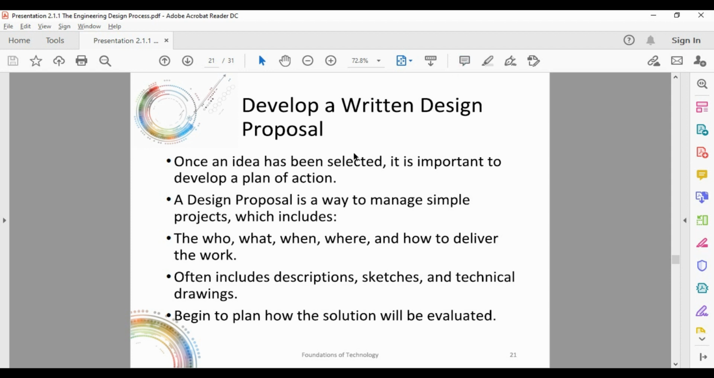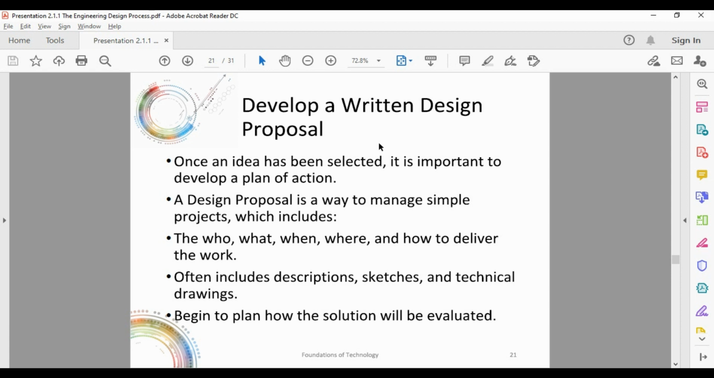Develop a written design proposal. What it's going to look like for all of you is that once I give the problem and you make your decision, you write a design proposal and then you send it to me. And me not knowing what you're doing, because I've teamed up with some teachers, I might actually hand it to them and ask, what do you think?